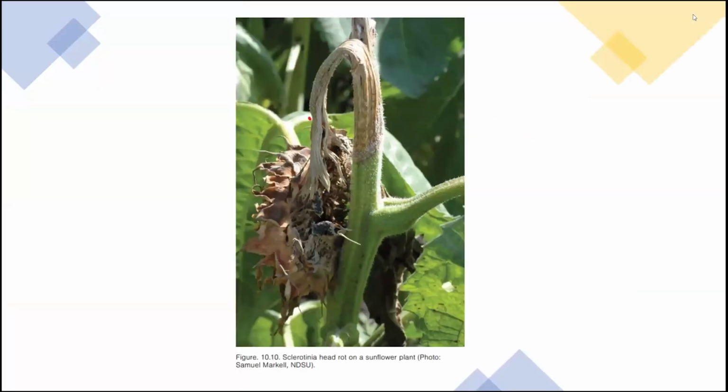And here's an example of the sclerotinia head rot on a sunflower. You can see that the whole back of the head is rotted. You can actually see the white fungal growth here, so kind of at the edges of those lesions on that stalk.